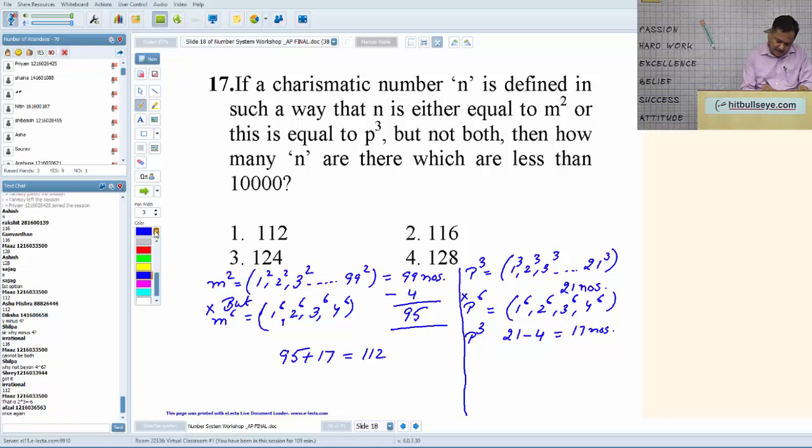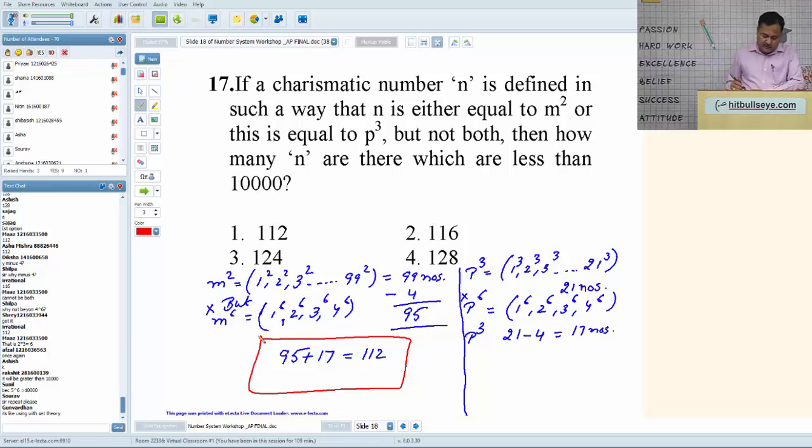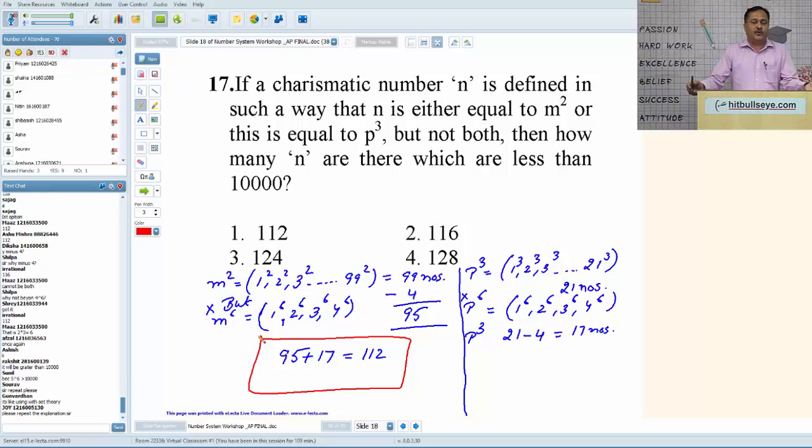So answer is 112. We did minus from both the cases because in first case we are mentioning only perfect squares, not perfect cubes. So we have to minus numbers which are in the form of m raised power 6. So total 99 squares are there, minus 4 which are in the form of m raised power 6 is equal to 95. Likewise there are 21 cubes, but there are some numbers which are in the form of p raised power 6 which are perfect cube as well as perfect square.